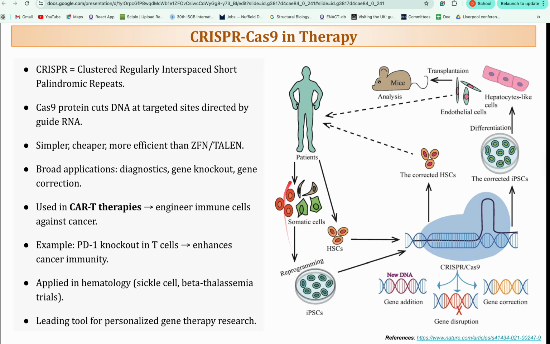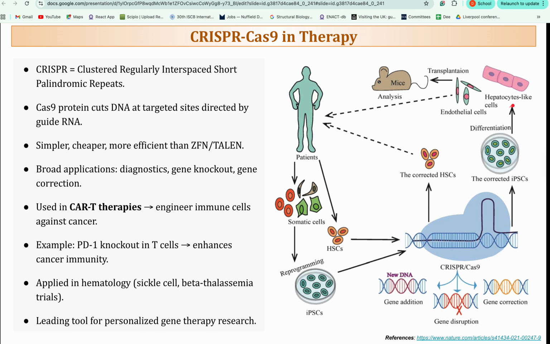So this is the example of the patient from whom we collect the somatic cells as well as HSCs, and then we reprogram them to iPSCs, which are induced pluripotent stem cells, and these are hematopoietic stem cells which give rise to blood cells. We combine them and we use CRISPR-Cas9 to correct these hematopoietic stem cells. These are the corrected hematopoietic stem cells and these are the corrected iPSCs.